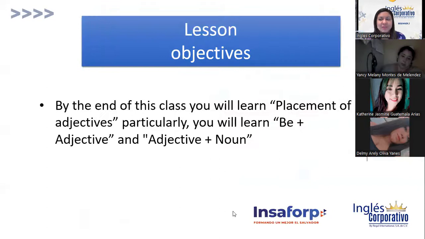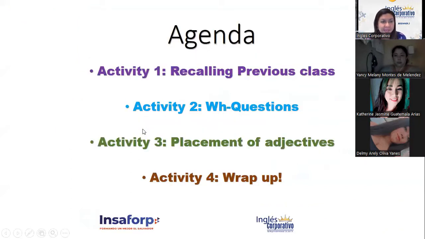Let me show you the objectives. By the end of this class, you will learn placement of adjectives. Particularly, you will learn the plus adjective and adjective plus noun. Okay, and the activities in our agenda. The first activity is recalling previous class. This is an activity for you to refresh your memory. Activity 2, WH questions, it's a review. Activity 3, placement of adjectives, and we have the wrap up.